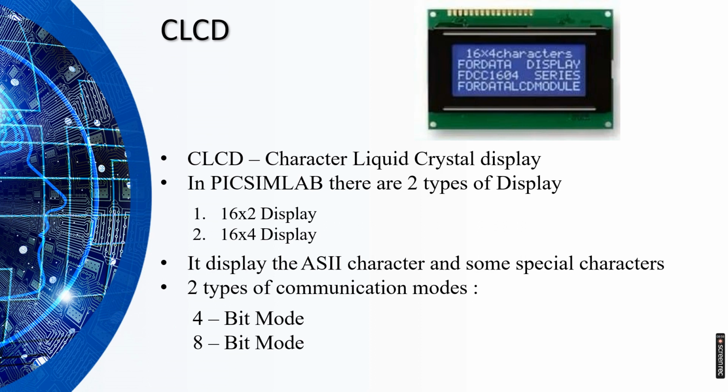Now speaking of its components, CLCD stands for Character Liquid Crystal Display. In PICSimLab there are two types of display, 16x2 and 16x4. In our demo we have used 16x4 characters. CLCD displays ASCII characters and some special characters. There are two types of communication modes in it, a 4-bit mode and an 8-bit mode, as per the memory requirement.